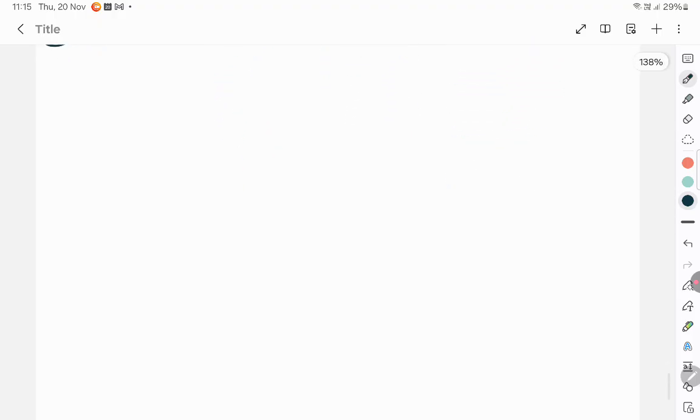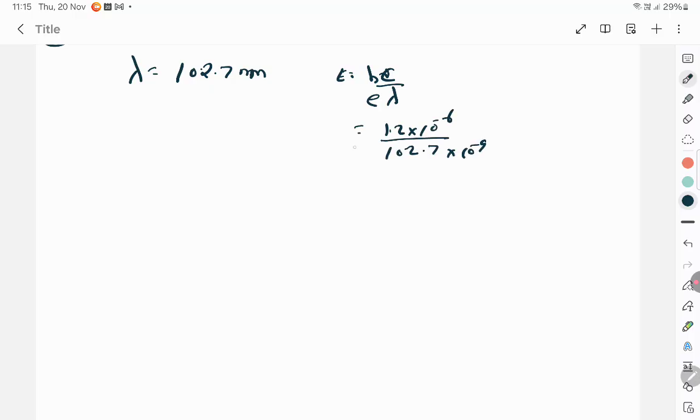21st question: the energy level diagram of an element is given. Identify by doing necessary calculation which transition corresponds to emission of spectral line. See, emission, the wavelength emitted, not incident wavelength. The wavelength emitted is 102.7 nanometer. Whenever they give you wavelength, you find E is equal to h mu, mu is equal to c by lambda, and convert into electron volt, because you know hc by E is 1.2 into 10 to the power minus 6 by 102.7 nanometer, 10 to the power minus 9. By calculating this energy, you'll get the answer in electron volt.